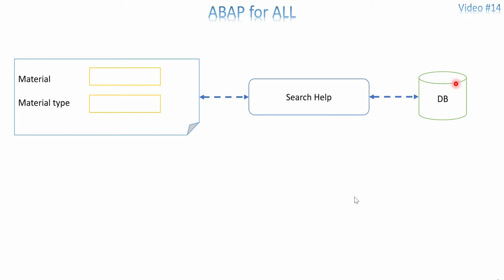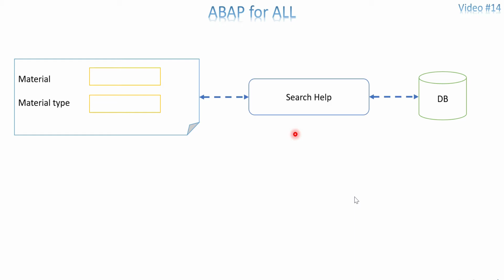So between your screen and database, you have a search help, which is designed at the data dictionary level. Okay, so we have a lot of options to create a search help. We can create our own search help from the program level, but here I'm going to show you how to create a search help at the dictionary level in the data dictionary. So we can skip this. Again, we can create it at the program level.